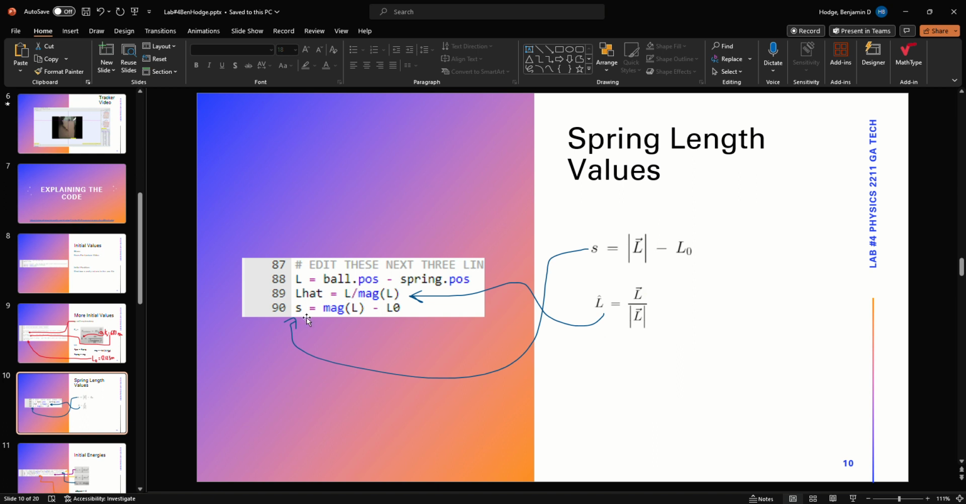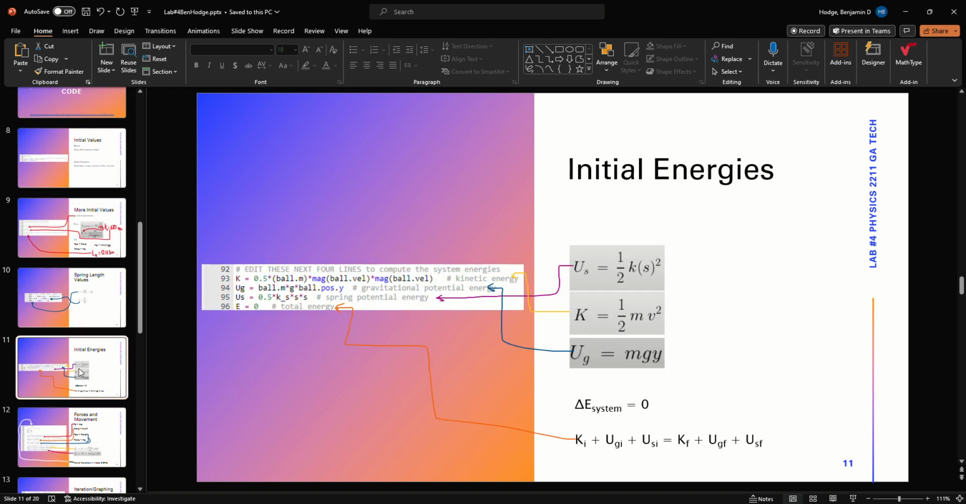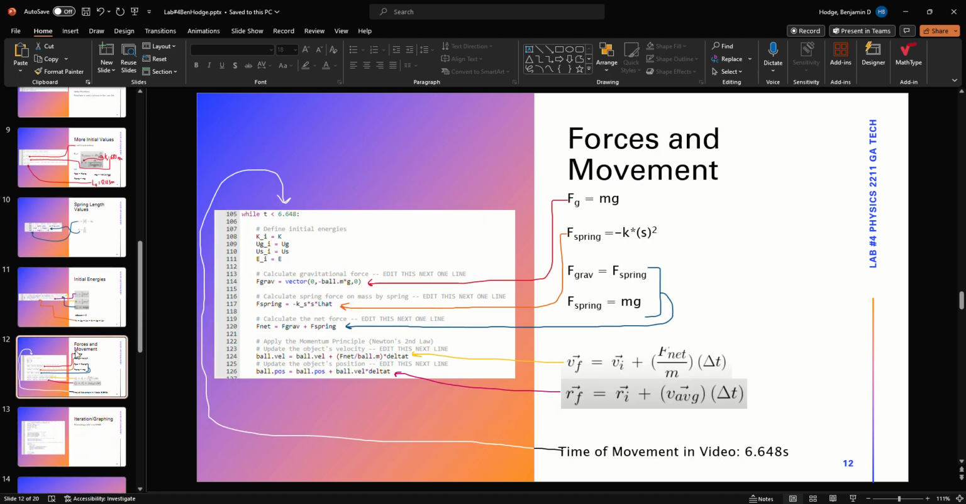Then your S is going to be that in this format right here, which we can plug into our spring potential energy formula, which is right here. You can plug it in here, so you're going to get our spring potential energy here, our gravitational potential energy here, and our kinetic energy here using these formulas. And then our total energy change is equivalent to 0 as we discussed earlier.